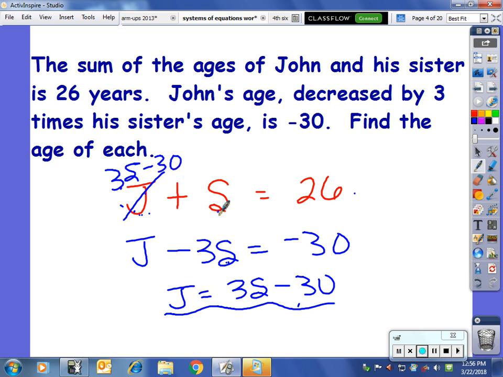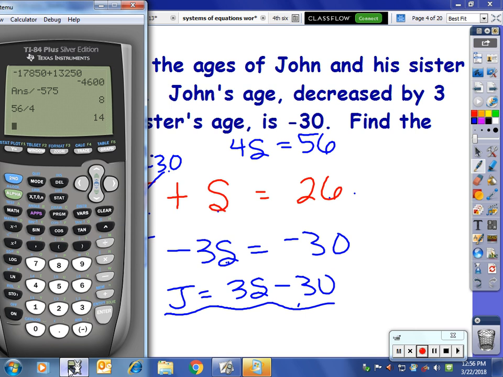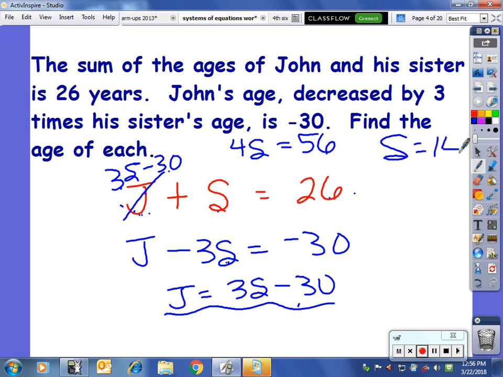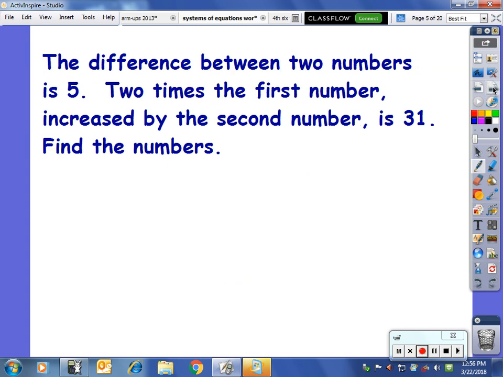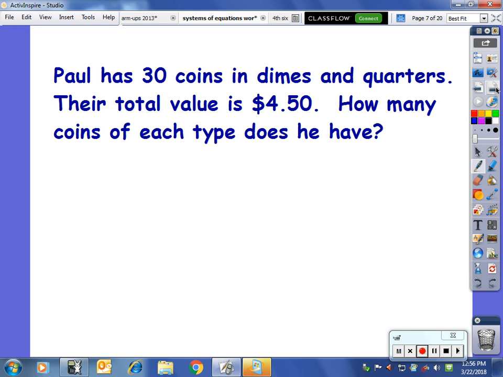3s and s is 4s. Add 30 to both sides, you get 56. And 56 divided by 4 is 14 for the sister. So either way works. Alright. We'll skip that one for now.